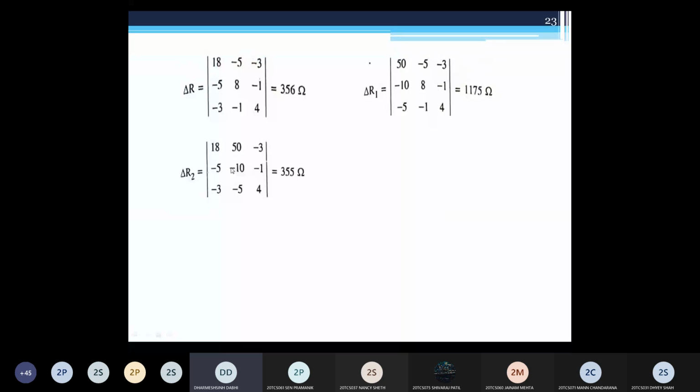Same way, to find out I2, you find out delta R2. So in delta R2, the second column of delta R is replaced by the voltage. So you can see that the third column is as it is, and the second column is replaced by the voltage 50, minus 10 and minus 5. And find out the determinant.